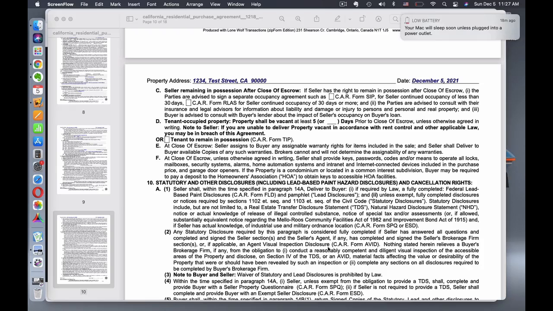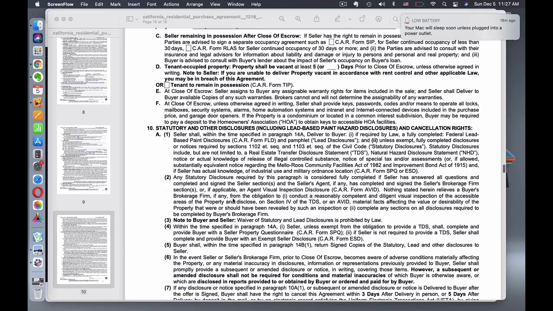If this is tenant occupied property, which is a whole different ballgame if you're buying a house with a tenant in it, we're going to assume in this transaction that there's no tenant occupied property. You can just read through this, letter E, letter F, about close of escrow, seller to provide keys, passwords, codes to all locks, security systems, anything they leave behind.